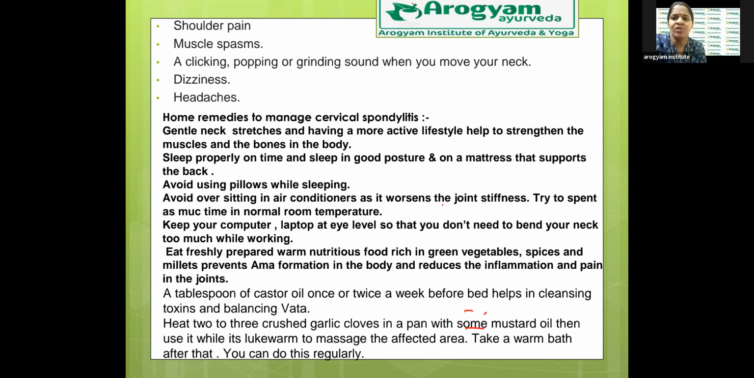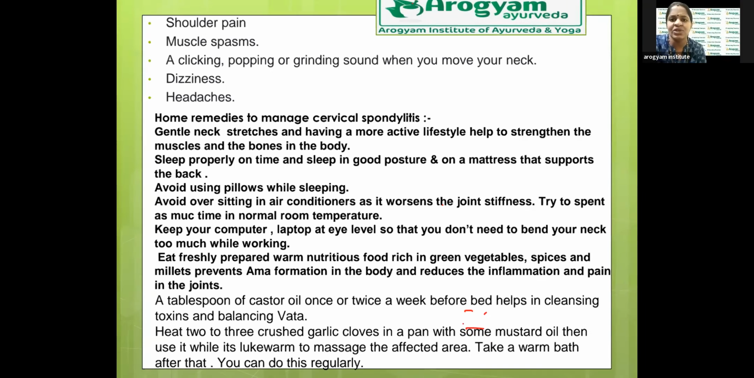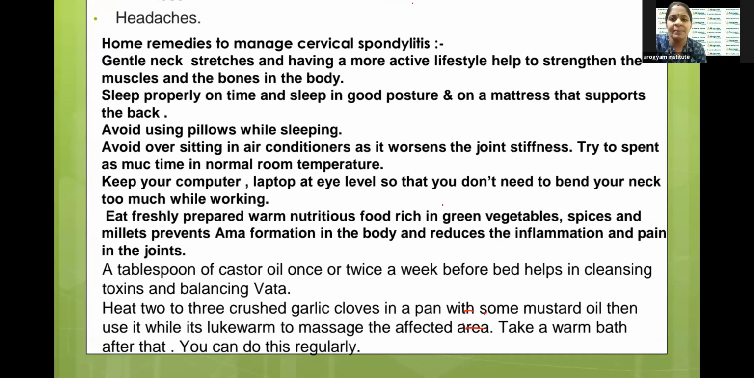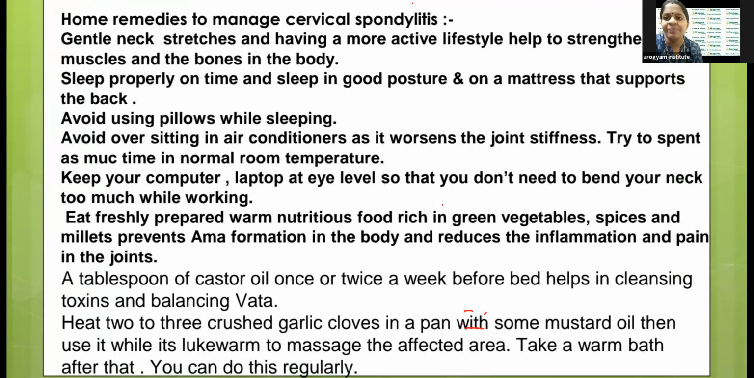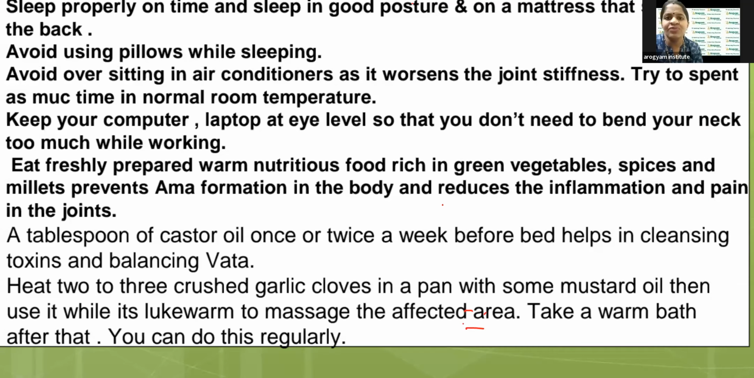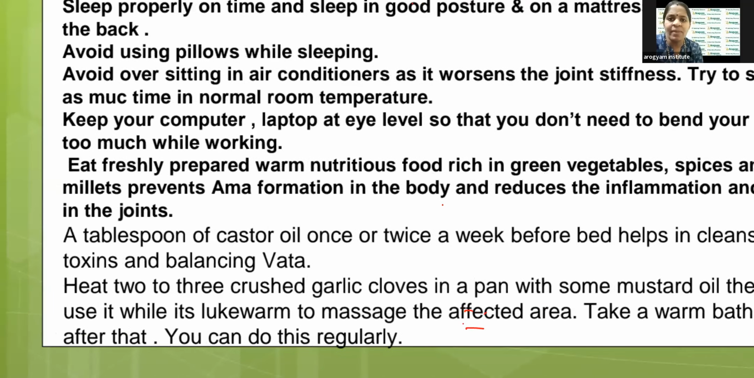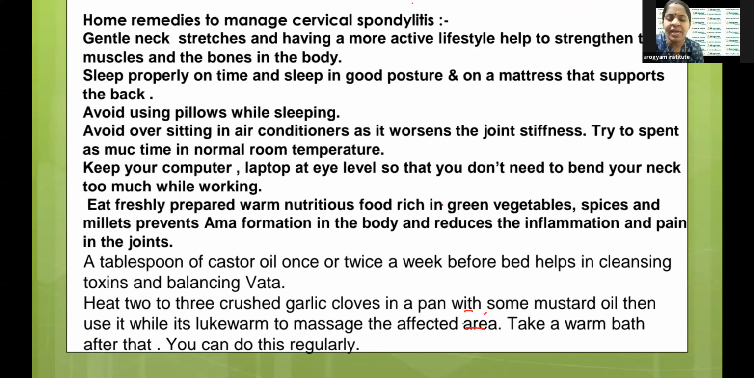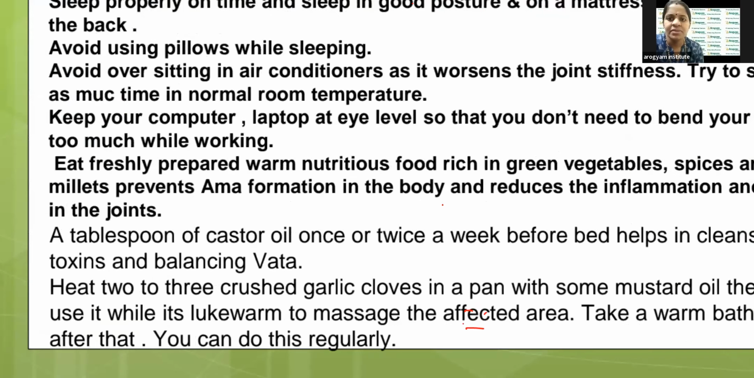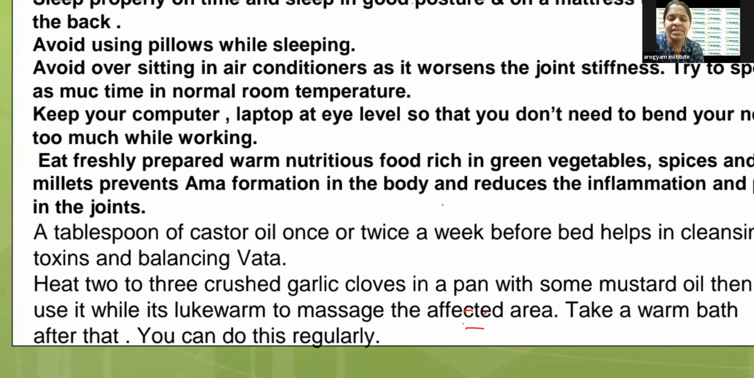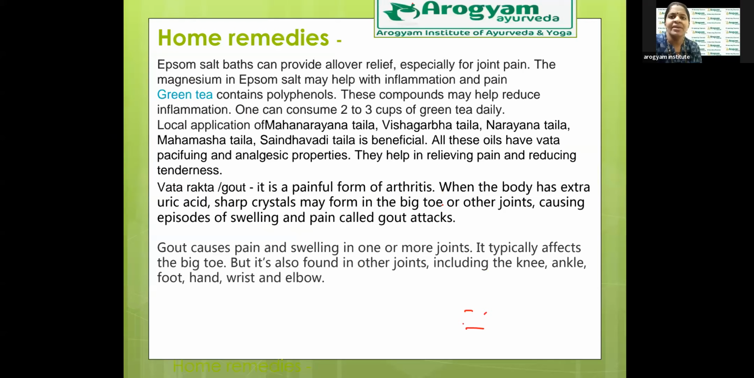A tablespoonful of castor oil once or twice a week before bed helps in cleansing toxins and balancing vata. So remember this. Heat 2 to 3 crushed garlic cloves in a pan with some mustard oil, then use it while it's lukewarm to massage the affected area. Take a warm bath after that. You can do this regularly. So this is very simple and very easy.